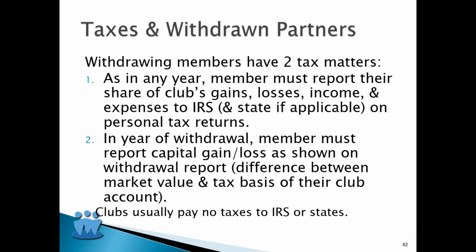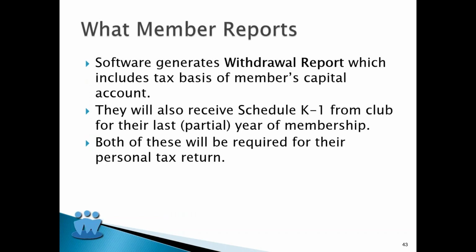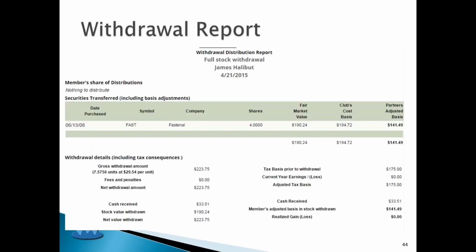So they've got an amount of capital gains or losses that they're going to have to calculate and report on their own. As we said, the withdrawal report includes the tax basis that I stepped through and the member's capital account, and they'll have that K-1. So they need both of those forms for their personal tax return. It's really key that they've got both of them. Here's that withdrawal report once again. Can't emphasize that enough if you're the treasurer, to make sure that that happens.